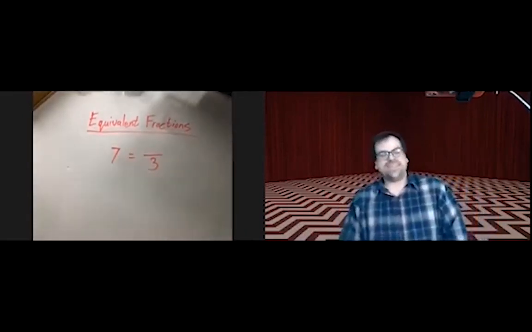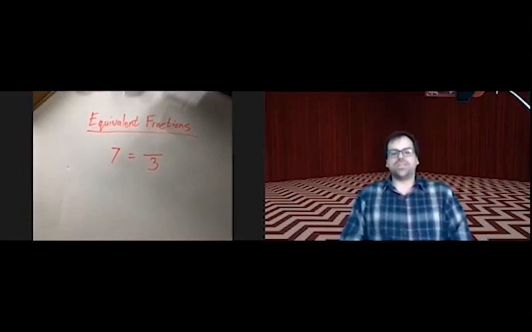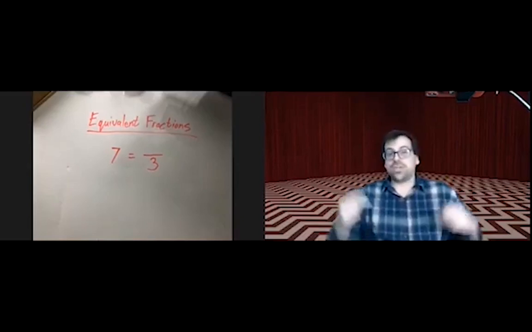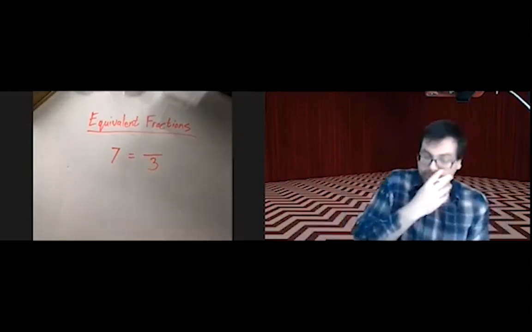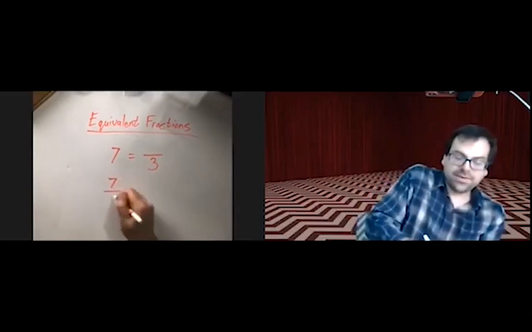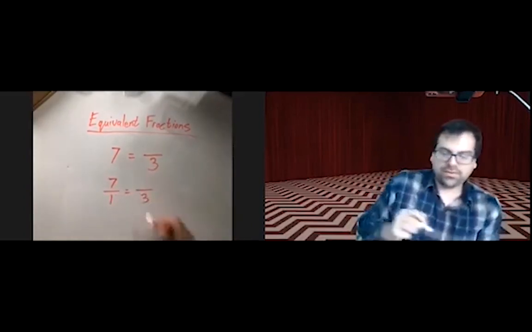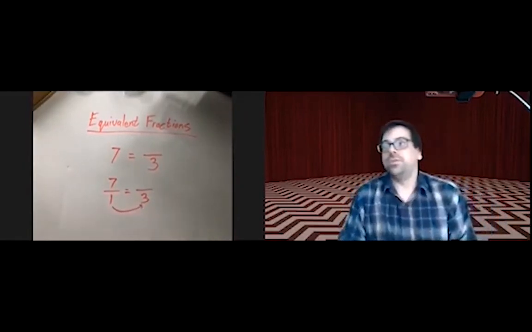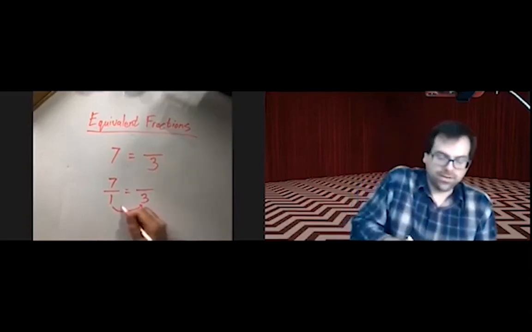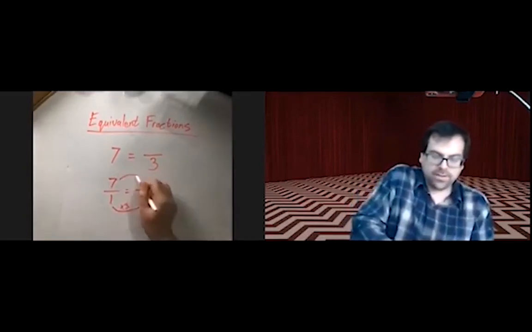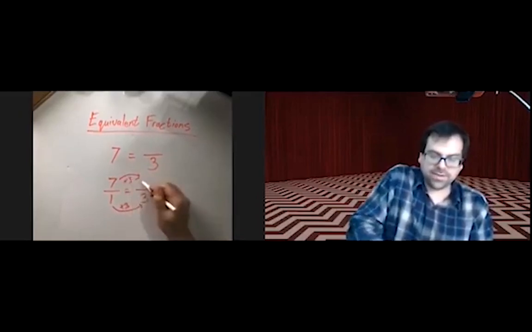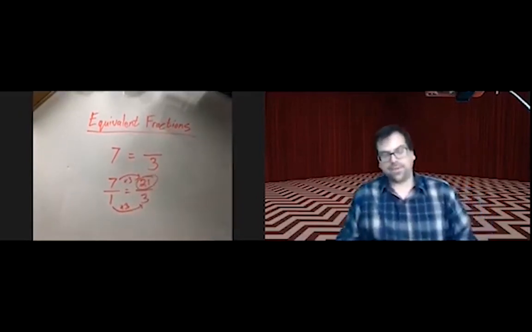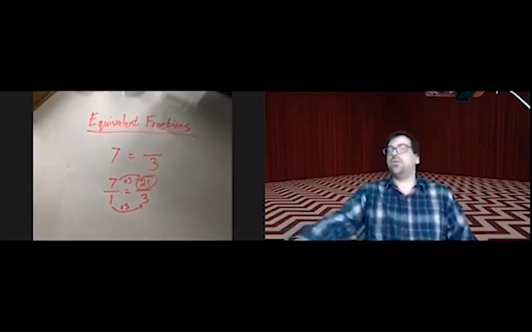Let's do more with this. Mean trick, right? 7 equals something over 3. Well, for starters, we need to rewrite. We see the whole number, but we're working with fractions. We know 7 is 7 over 1. How do we get from 1 to 3 with multiplication? 1 times 3. 7 times 3, it'll be 21. 21 is the missing number. 21 over 3 is the equivalent fraction.